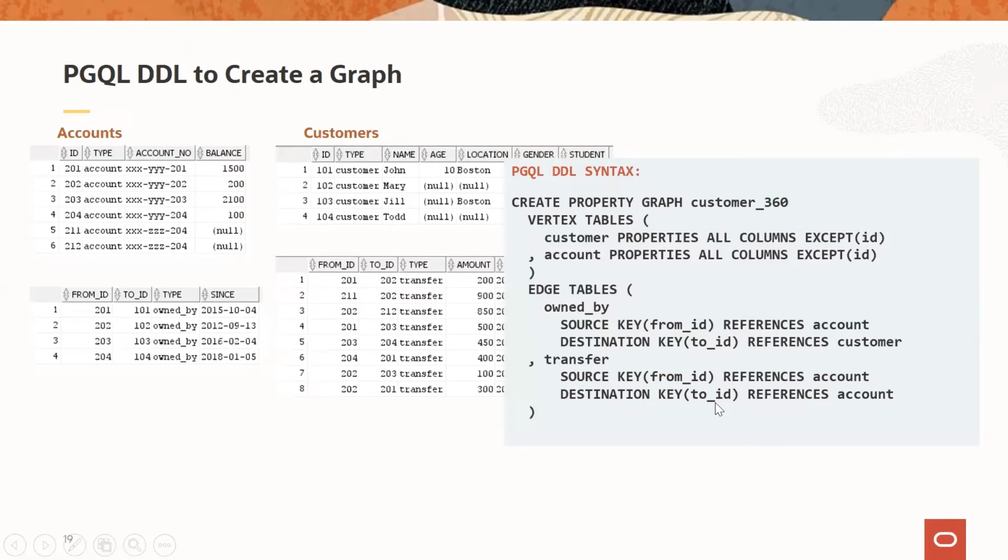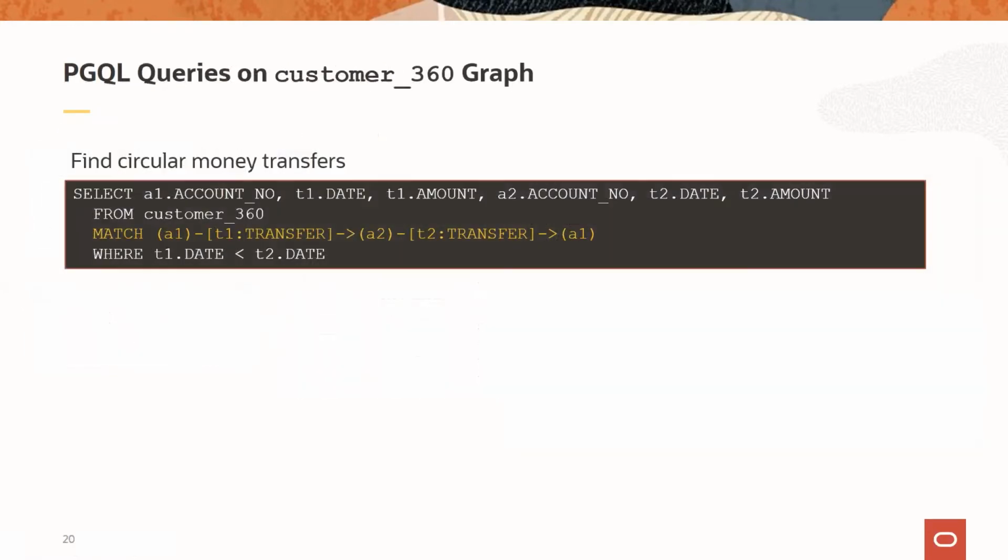So you can see here that you can very easily write this kind of PGQL statement to represent what you have in mind for your graph. And then all you have to do is execute this PGQL statement, and the graph is created and stored in the database. Once the graph is stored in the database, you can run PGQL queries such as this, for instance.